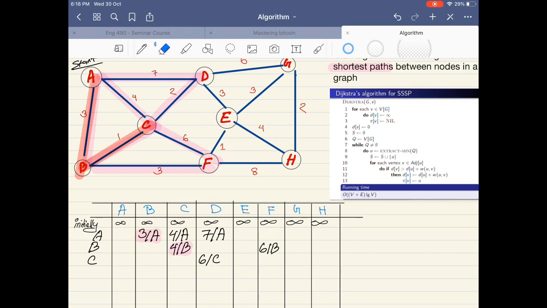So among all of the unhighlighted ones, which one is the smallest? Both have the same distance, so picking any one of them is okay. So let's try to follow a pattern here, like an alphabetical pattern. So we are gonna pick this one. So we have reached D using the path through C. So this is the path we have taken. We have reached D. From D, where can we go? We can go to G. We can go to E.